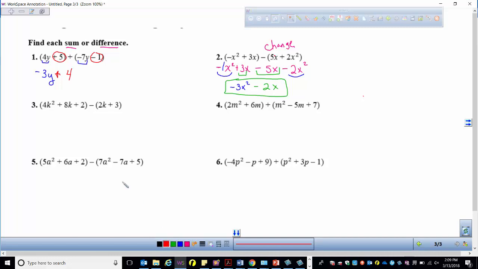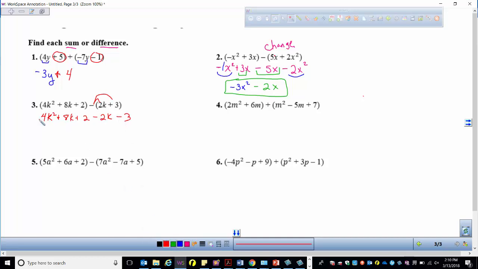Okay, let's look at the next one. It's also a subtracting, so that means I have to change the second one. I can copy the first. And now I'm going to change this. So this 2 is going to become minus 2k. And the 3, so I have to change this one and this one, is going to be minus 3.